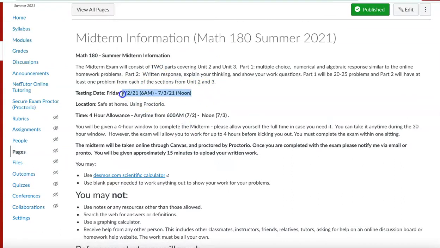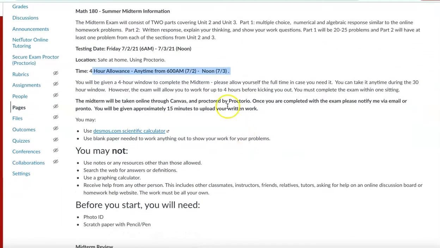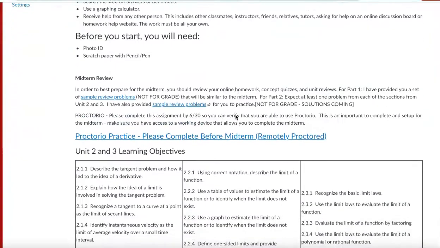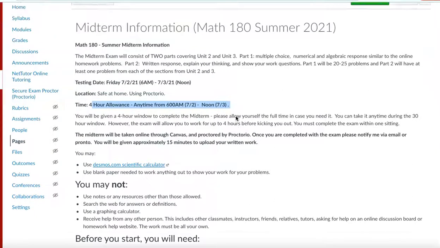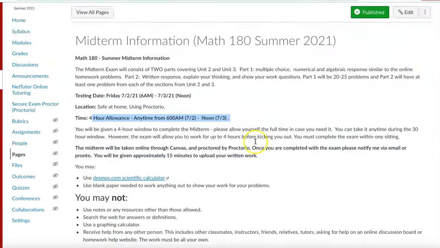And again, you could read this yourself too, but I want to just highlight the important things. You'll be done using Proctorio. You have a 4-hour time limit. As soon as you start, the time will start, and you can work on both parts. There are 2 parts to the midterm. The first part is going to be problems like your homework.